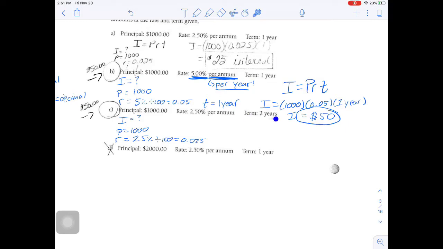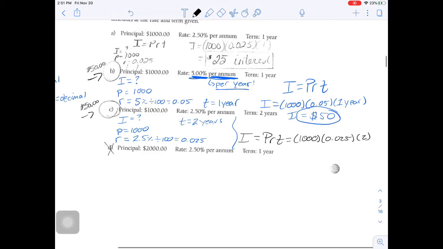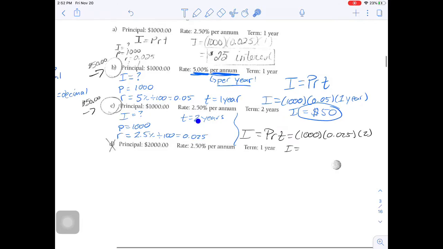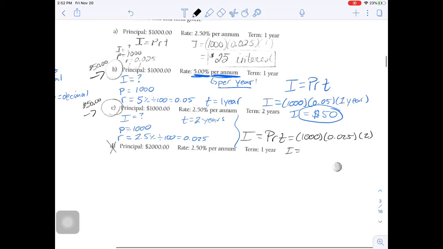And then this time our T value is 2 years. So we'll do 2 years this time. So to solve this, all we're going to do is I equals P times R times T. And that will be 1,000 times 0.025 times 2 years. And the interesting part is this investment's not quite as good, because guess what? The interest is going to be the same, $50.